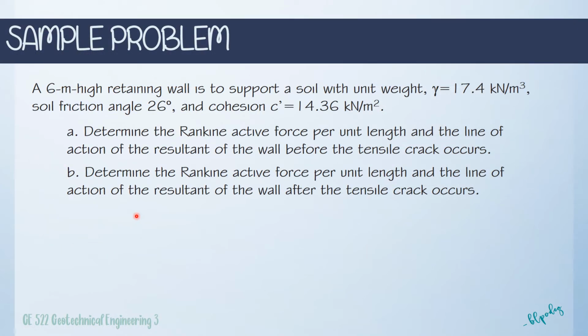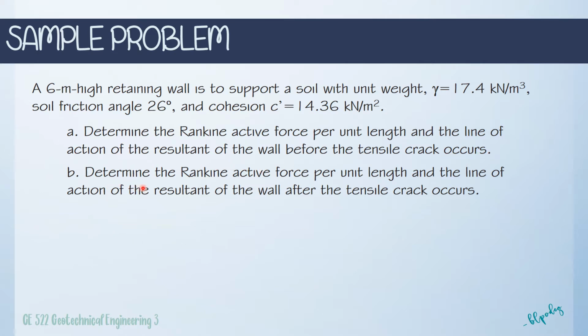So to further understand the concept of Rankine's active earth pressure, let us consider a problem. A 6-meter high retaining wall is to support a soil with unit weight 17.4 kilonewton per cubic meter, a soil friction angle of 26 degrees, and cohesion equal to 14.36 kilonewton per meter squared. Letter A, determine the Rankine's active force per unit length and the line of action of the resultant on the wall before the tensile crack occurs.